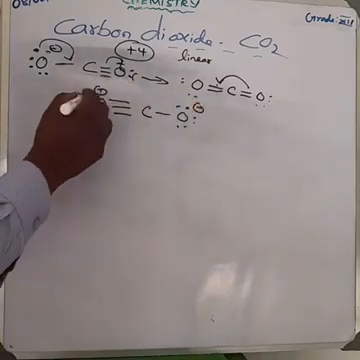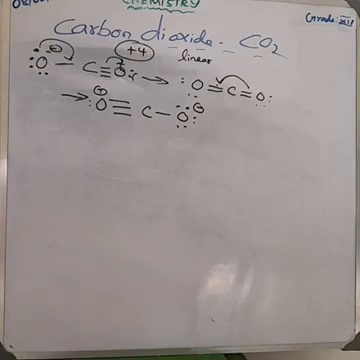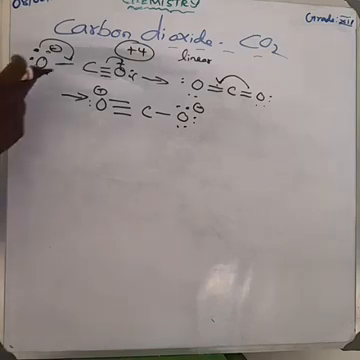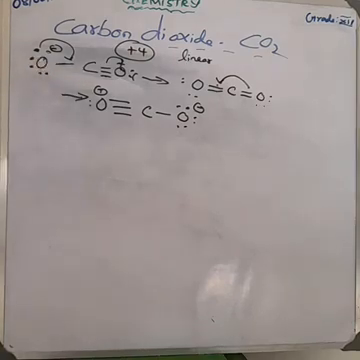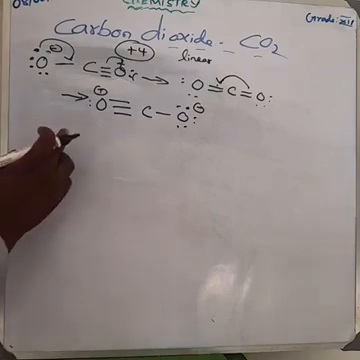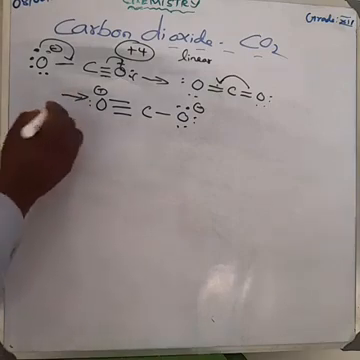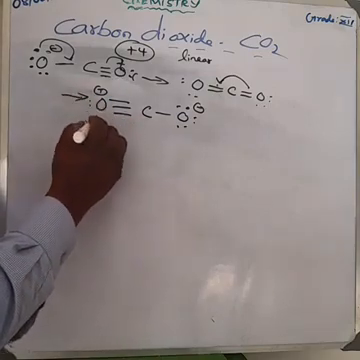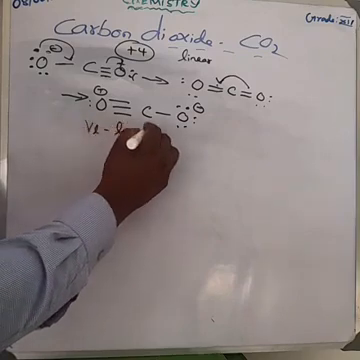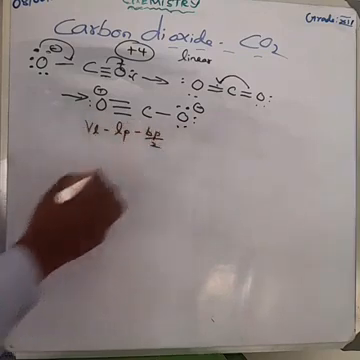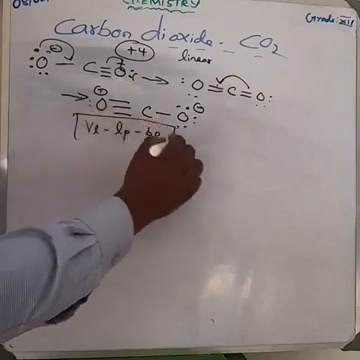Next, how can you find the charge? For the first molecule, that is the first carbon dioxide molecule, you have to find out, as I told you yesterday, the formula: valence electron minus lone pair minus bond pair divided by 2. That's the formula for finding each element's charge.